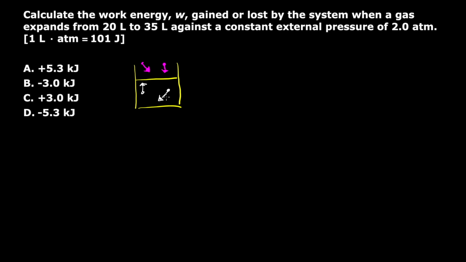And so there's going to be a difference in pressure between the internal pressure and the external pressure. In the question, it says that the external pressure is going to be 2 atm. So the pressure of the external part of the container is equal to 2 atm. And the internal pressure is going to be right here. I'll put I in for internal, and that's going to be some number greater than 2 atm.